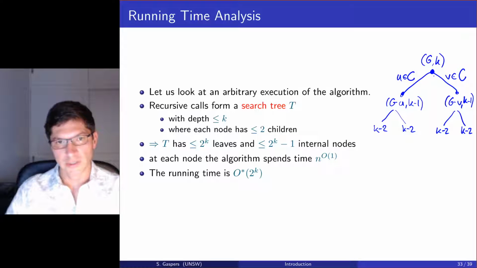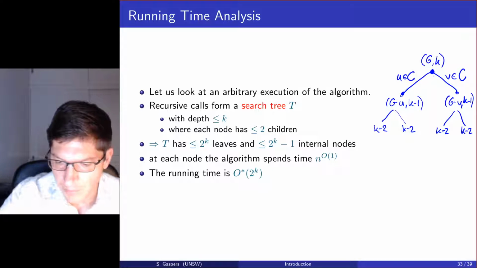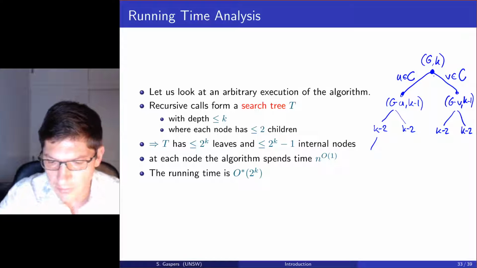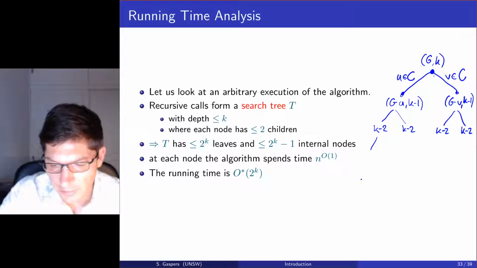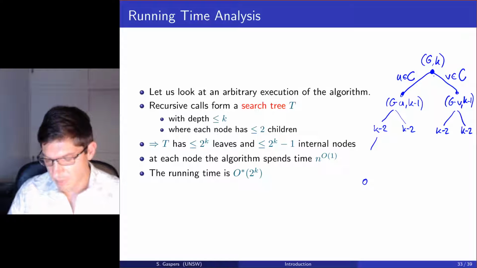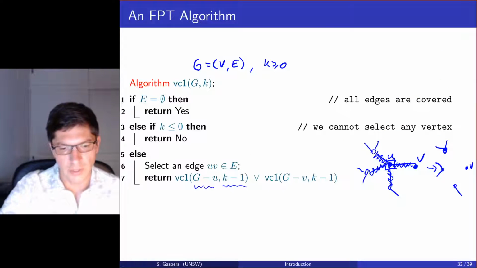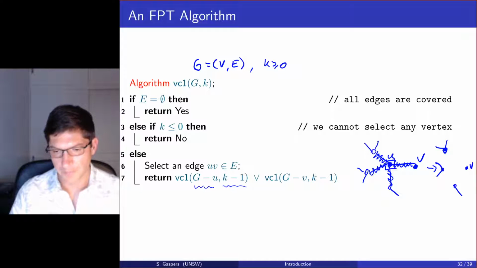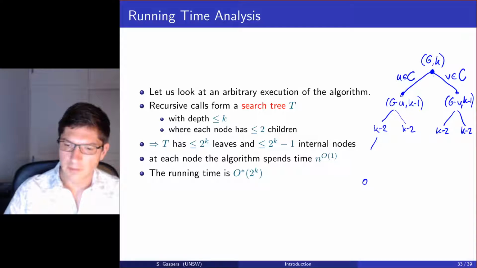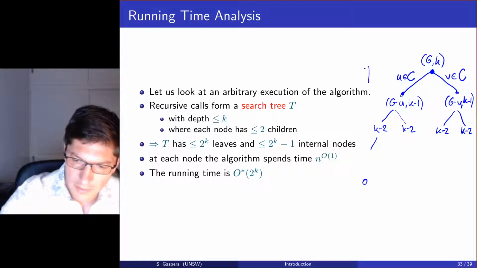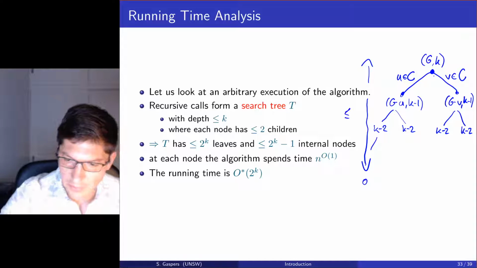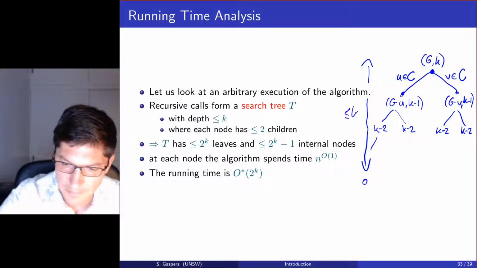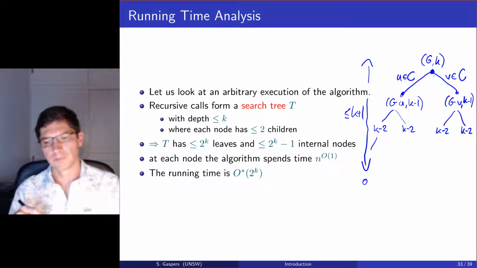Maybe some of these branches terminate, but how long can this go on? It goes on until k equals 0, then we are done for sure, because we will not have a branching when k becomes 0 because of lines 3 and 4. So this means that the height of the search tree here is at most, let's say, k plus 1.